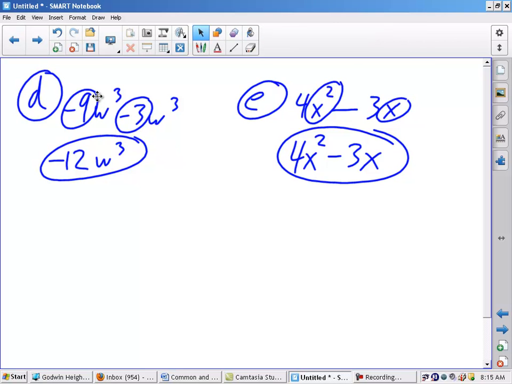Okay, this was distributive property, as well as I threw in some combining like terms. Be ready to do this in class. And again, this was a really quick video.